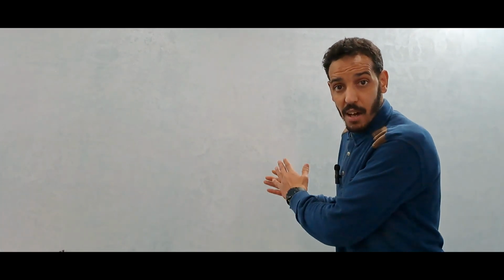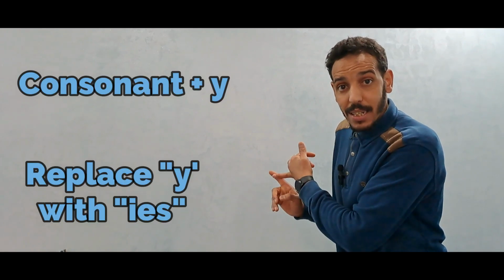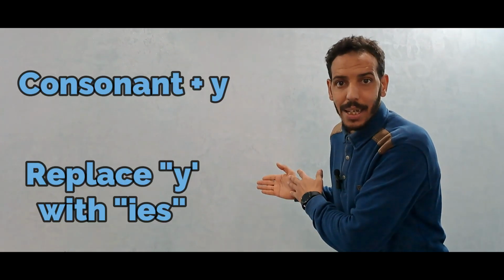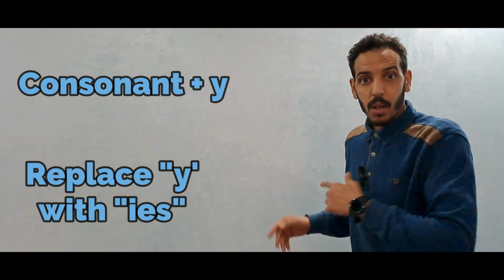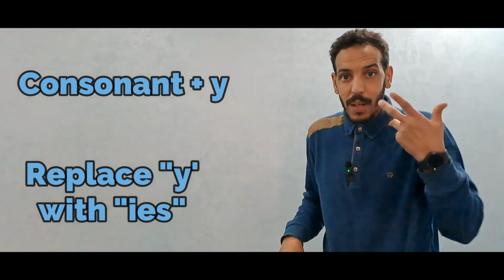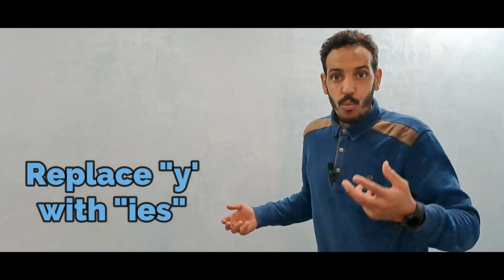All the verbs in English which have at the end, which have what? Which have consonant plus Y. Consonant plus Y. What do we do? We replace the Y with IES. We replace the Y. Repeat with me, please. We replace. You understand? I repeat very quickly, okay?